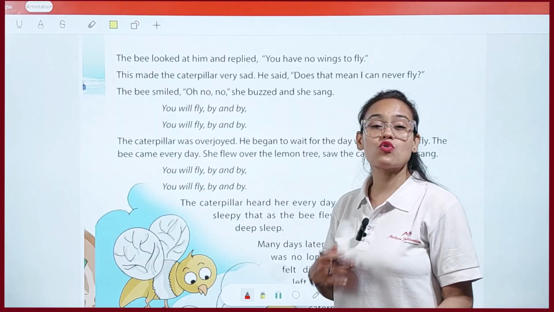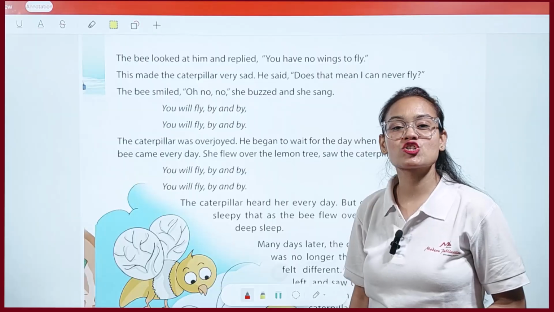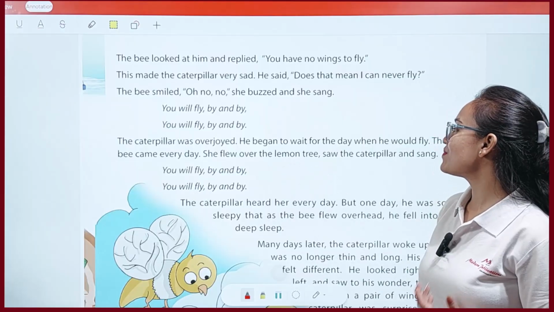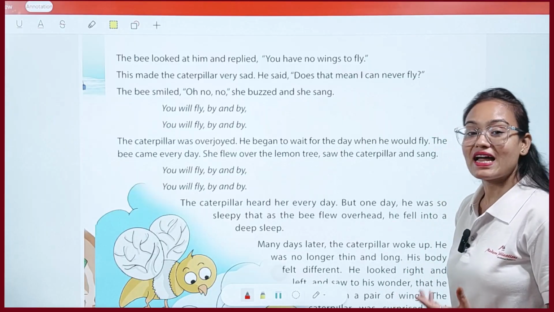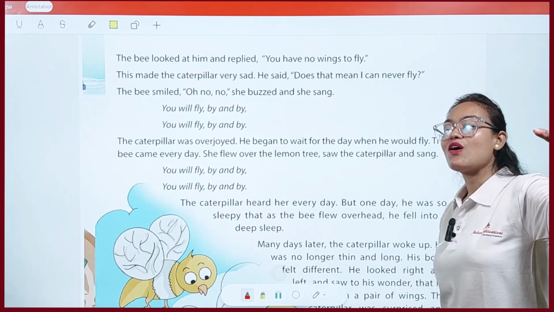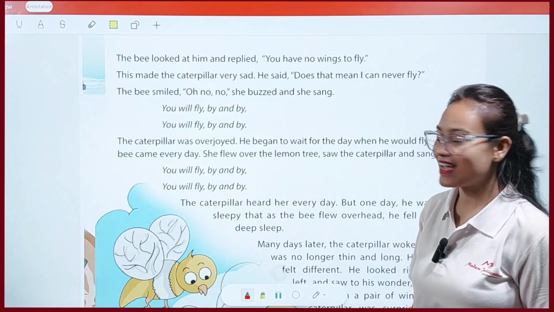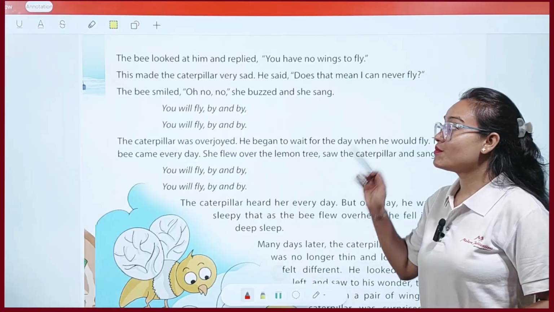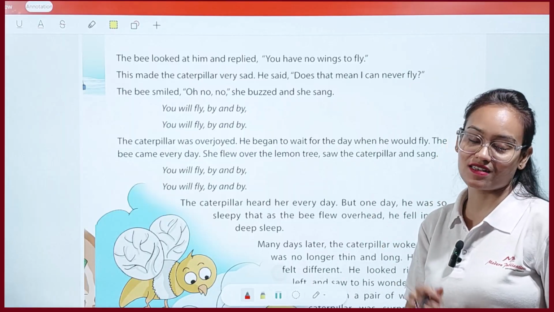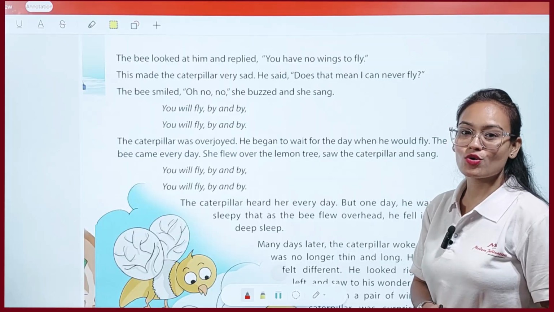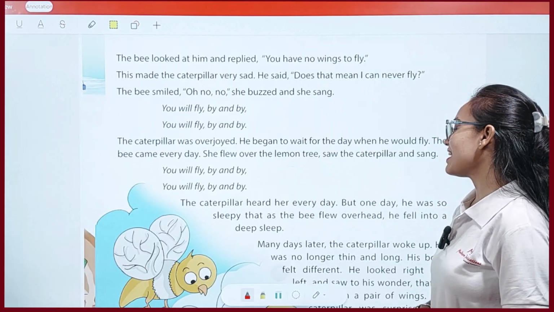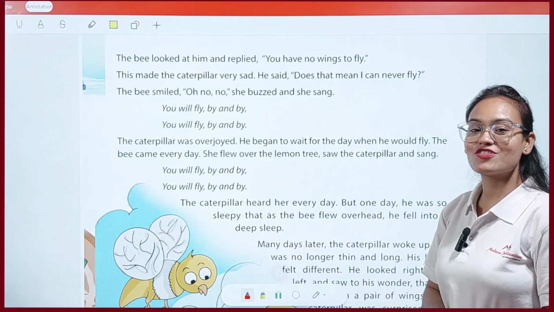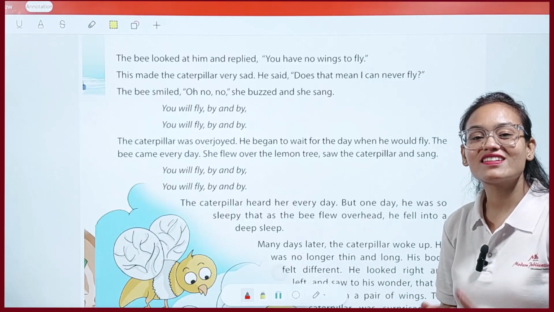The caterpillar was overjoyed. After listening to the song sung by the honeybee, the caterpillar was very, very happy. He began to wait for the day when he would fly. One day he will definitely fly. The bee came every day, as I already told you, to take the sweet liquid from those rose bushes. Every day she flew back to the lemon tree, saw the caterpillar, and started singing a song.